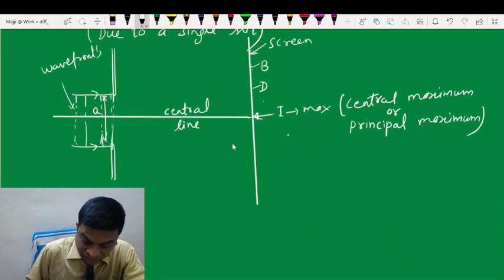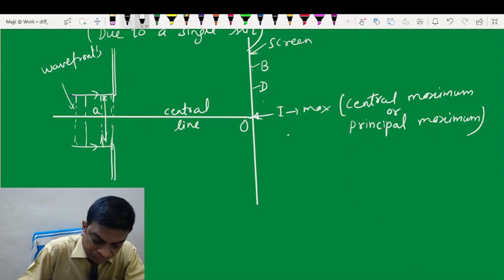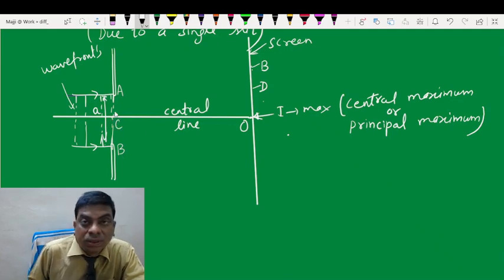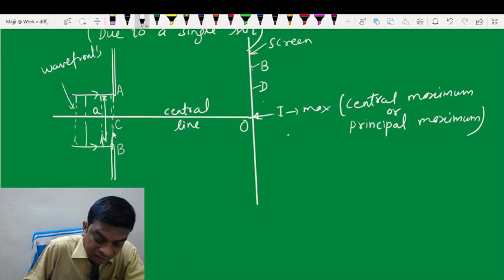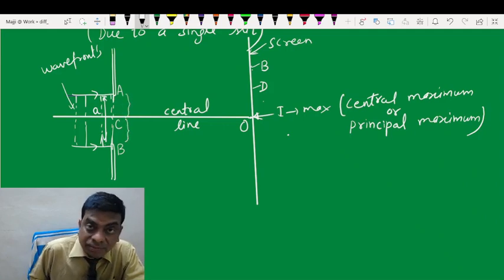So first let us understand the nature of this point. I will call it O, which is the position of the central maximum or principal maximum. Okay. So the explanation given for this is like this. Suppose AB is the slit and C is the midpoint of the slit. So basically we have divided the slit into two equal portions. One is AC and the other is CB.